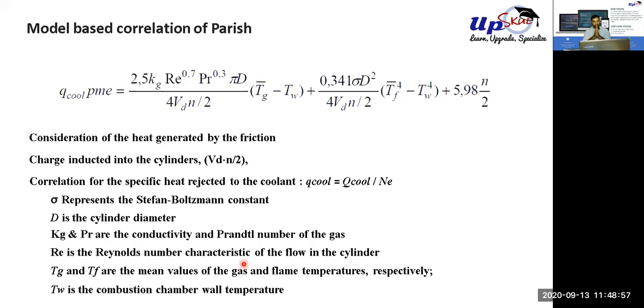And yes, with Parish's model, we can get a great deal of information from nothing. Even if we have nothing, just these values, all of these values can be calculated, or at least you can get them from a chart. The kg, Pr, Reynolds number, all of this you can get from a chart. This is a constant, right? Stefan Boltzmann. And the diameter of the cylinder is a very basic value.